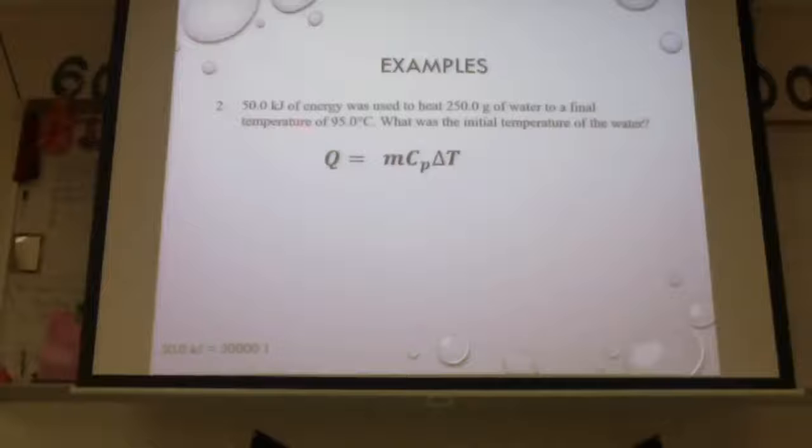Right? Which means, if this is in kilojoules, can I leave it in kilojoules? No, they need to be in the same unit. So down here I actually converted it by just multiplying by 1,000. So it's 50,000 joules. The mass is 250 grams. Specific heat is 4.186. Right? And then the change in temperature is the final 95 minus x, the initial temperature.